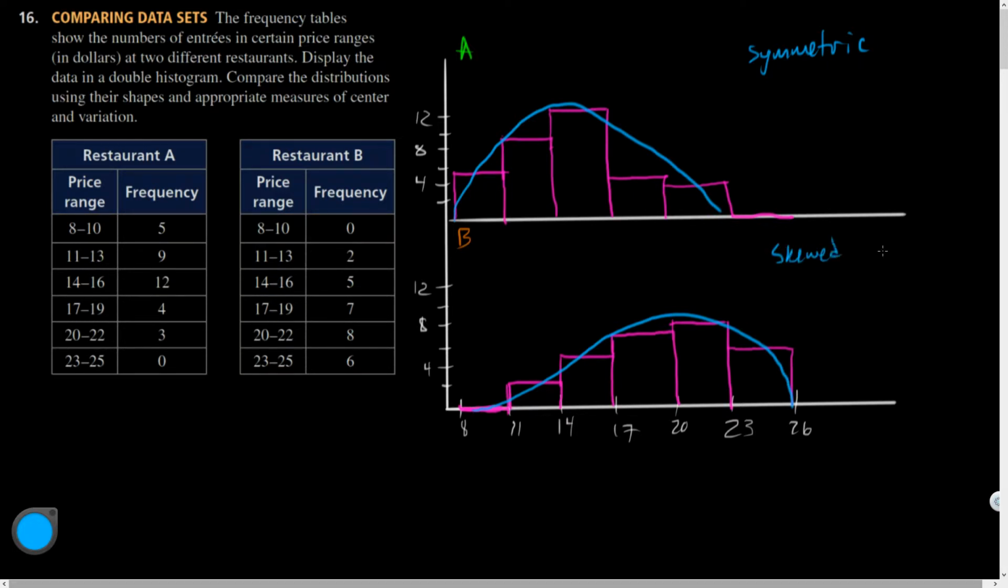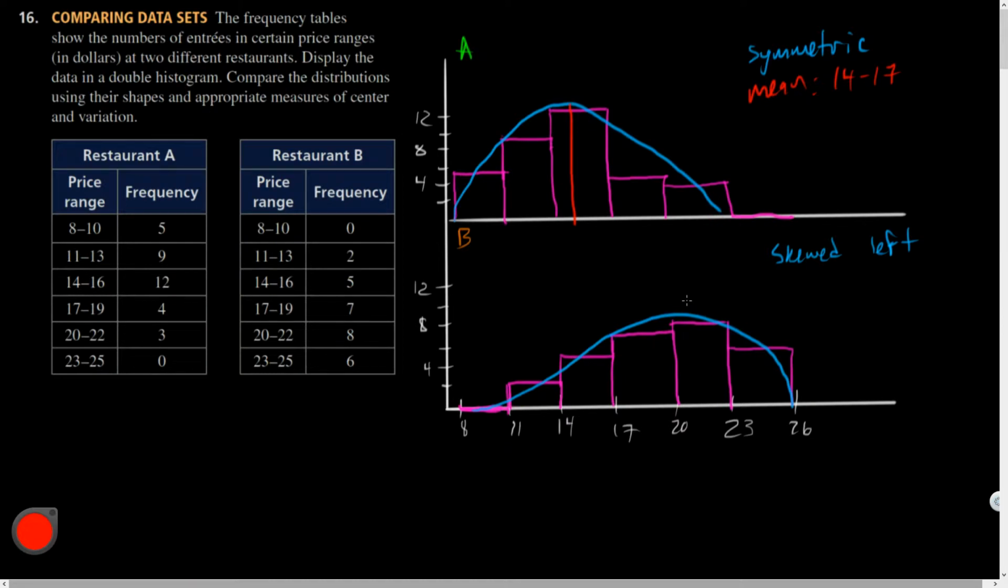Ooh, good catch. Yeah, skewed left because the tail is longer on the left. Correct. So for each of these, I would use the mean to talk about any symmetric data set's measure of center. So the mean is probably somewhere around here. All right, so somewhere in the 14 to 17 category.